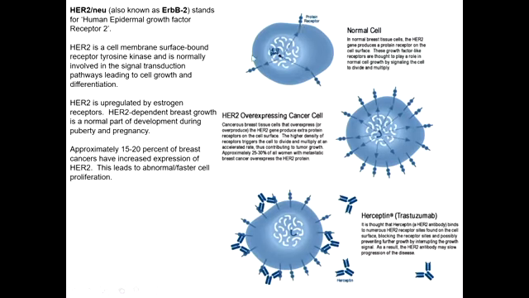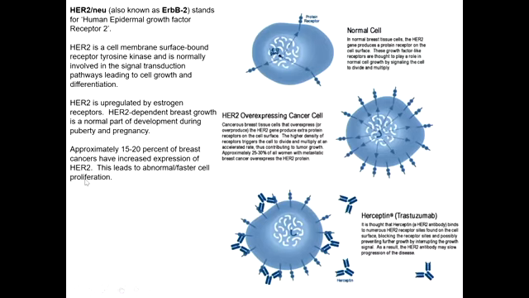And then HER2-dependent breast growth is a normal part of development during puberty and pregnancy. So it has a very important normal role to play in women. Unfortunately, approximately 15 to 20% of breast cancers have increased expression of HER2. And based on what this says, increased expression of HER2 can lead to abnormal or faster cell proliferation.